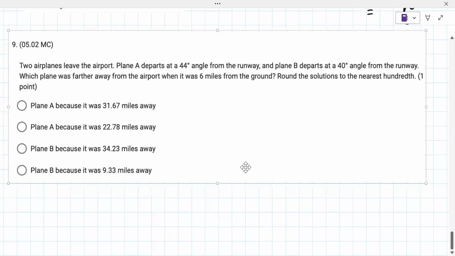Two airplanes leave the airport. Plane A departs at a 44-degree angle from the runway, and plane B departs at a 40-degree angle from the runway. Which plane was further away from the airport when it was 6 miles from the ground?